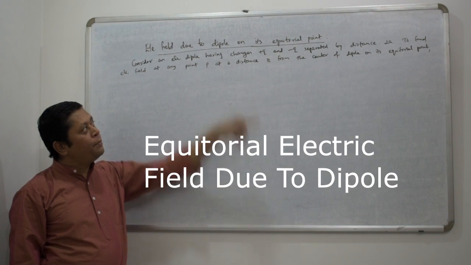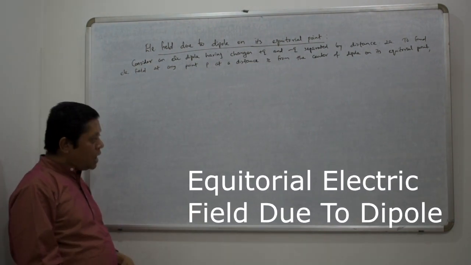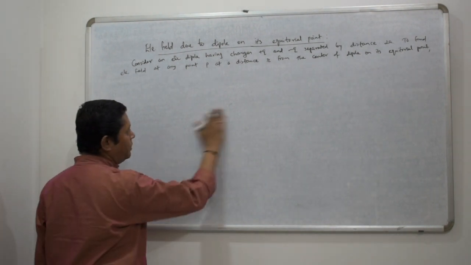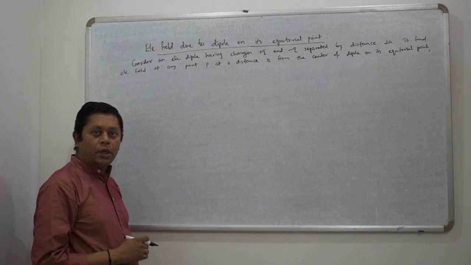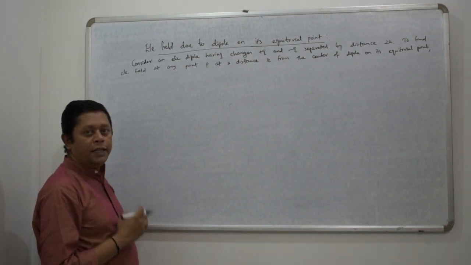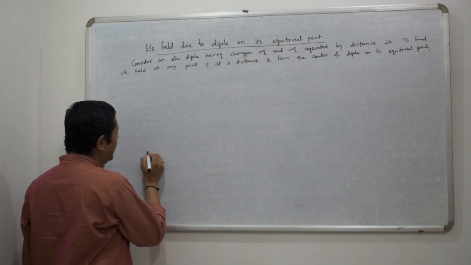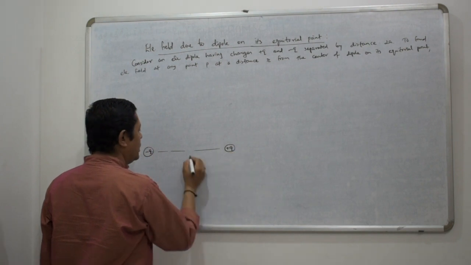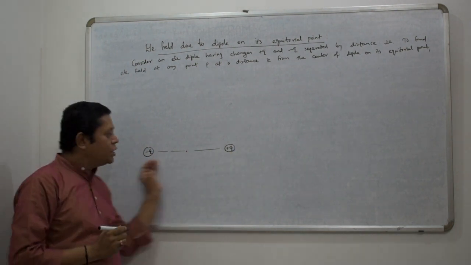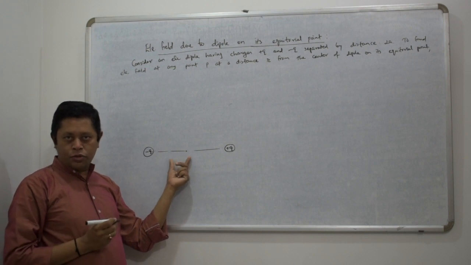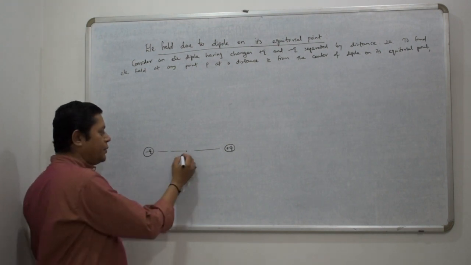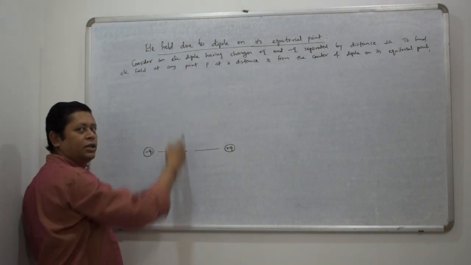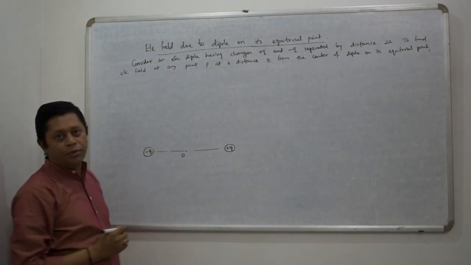Now the electric field of a dipole on its equatorial point. Equatorial point, first of all, equator means it is the imaginary plane that is perpendicular to the length of a dipole and it is bisecting the length of dipole. Let here charge minus q and plus q. This is the center of dipole. So length of this dipole, that is 2a, and the center of that is at this point. So if an imaginary plane is bisecting this length of dipole, then that is called as equatorial plane.